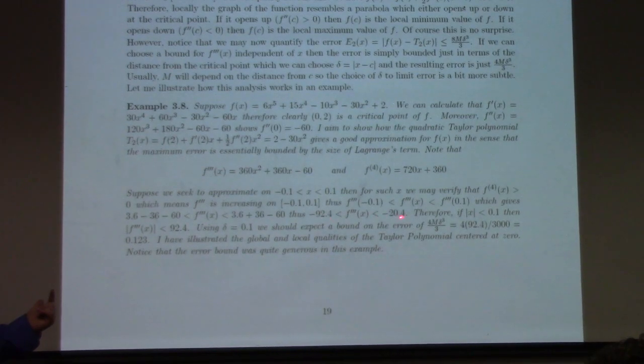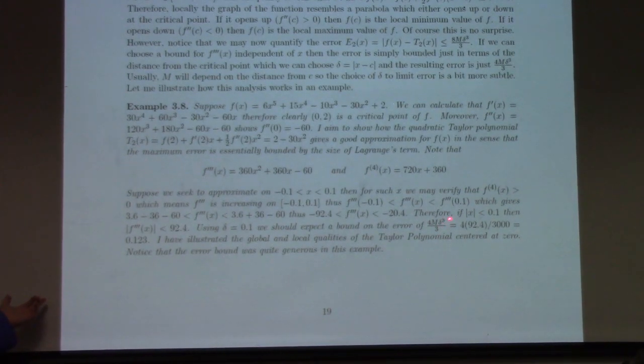What does that mean? Well, if the third derivative is negative, I get minus 92 and minus 20 before and after, which means that my m for the third derivative is 92.4. So finding a bound for the mth derivative generally requires analysis, all right? In this case, I figured out 92.4 works, provided I'm looking at plus or minus 0.1 from my center, which is 0. So that told me that I should expect an error bound of 4 m delta cubed.